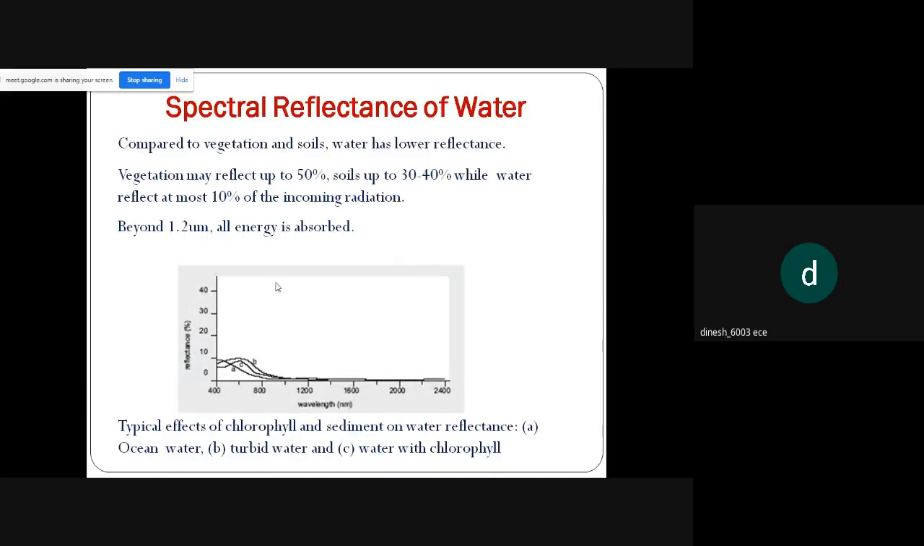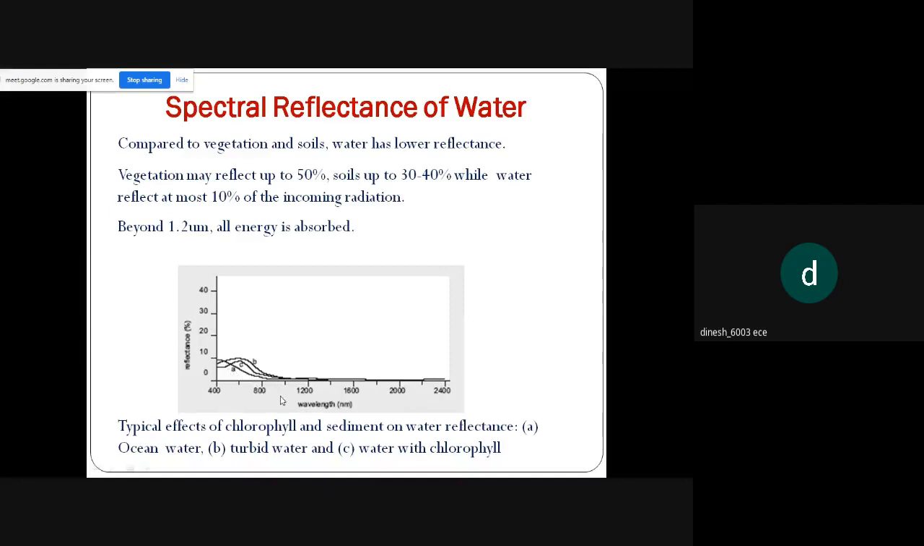Compared to vegetation and soils, water will have lower reflectance. Vegetation will reflect up to 50%, bare soils up to 30 to 40%, while water will reflect at most 10% of the incoming radiation. And beyond 1.2 micrometers, all the energy will be absorbed. You can see the typical effects of chlorophyll and sediments on water reflectance.